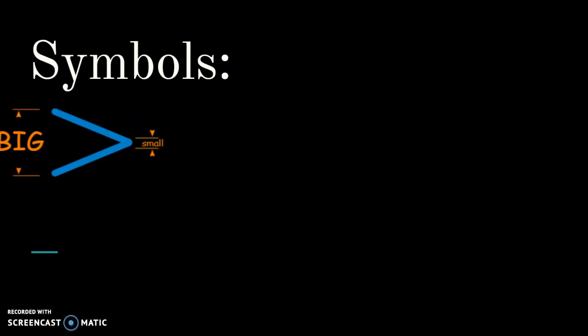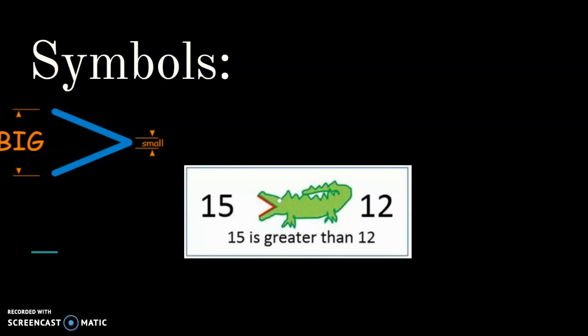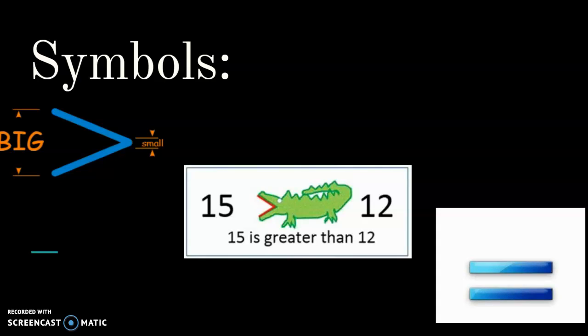We know our greater than sign has the opening that points towards the biggest number, and the closing side of the symbol points towards the smallest number. We've also been taught that the alligator wants to eat the biggest digit, or the biggest number. So the alligator wants to eat 15 and turns its back on 12, meaning 15 is greater than 12. We've also seen this sign, and that is our equal sign, which means the two decimals we are comparing are the same or equal to each other.